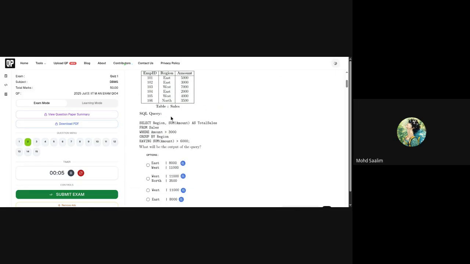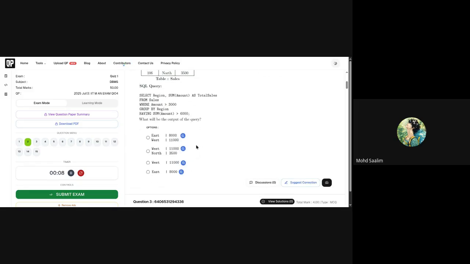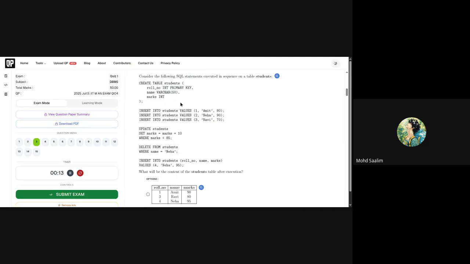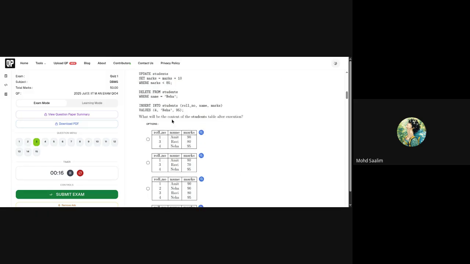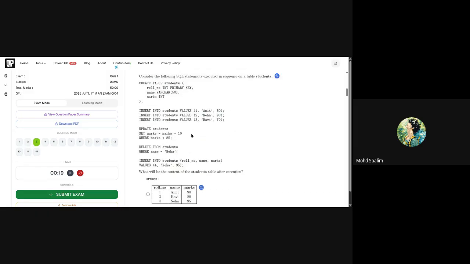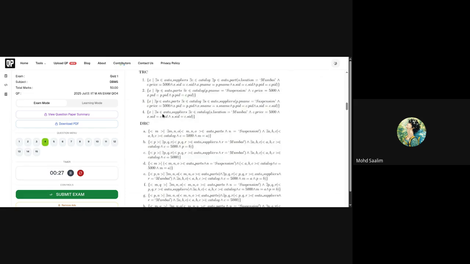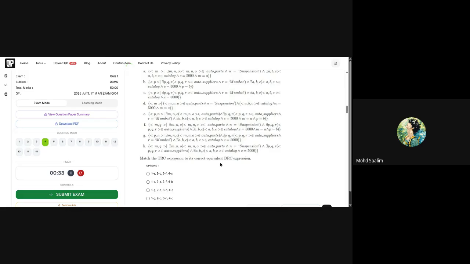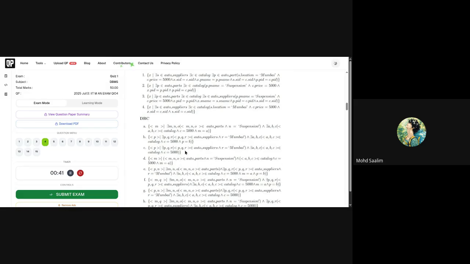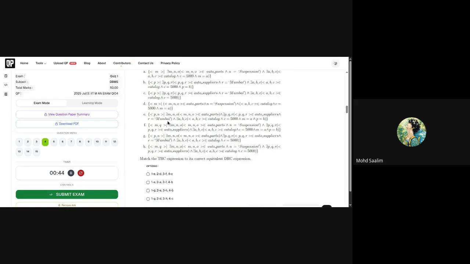Again, the schema is given, the query is given, they are asking you for the output. Again, covering it under basic SQL. Insertion, updation, deletion. So basic DML, right? Next, they are asking you to match the TRC expression to its correct equivalent DRC expression. So this is just a type of matching, and for that you need good knowledge of TRC and DRC both. So I'm adding +1 for that.